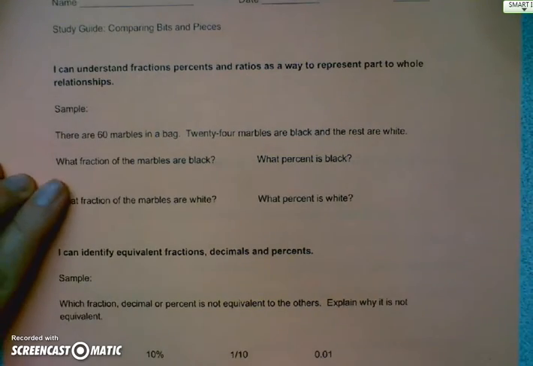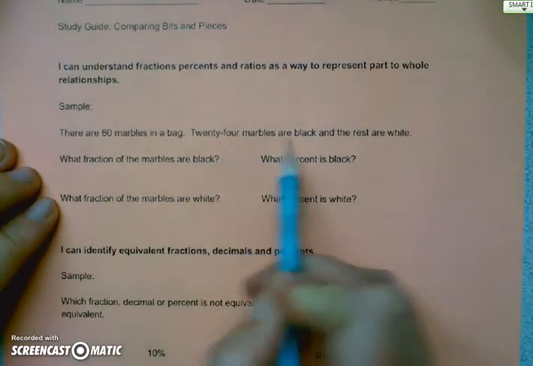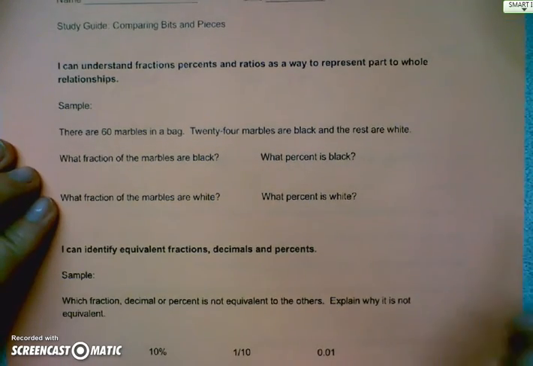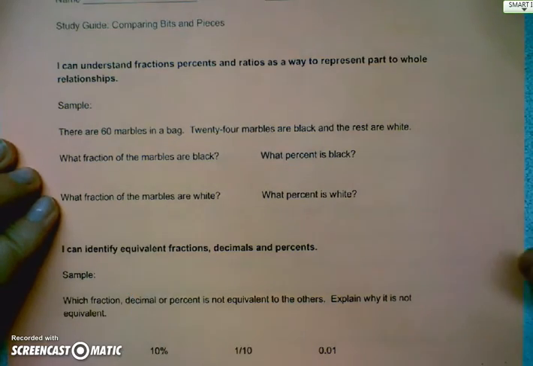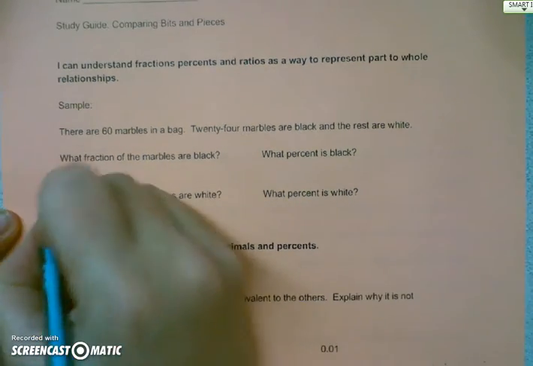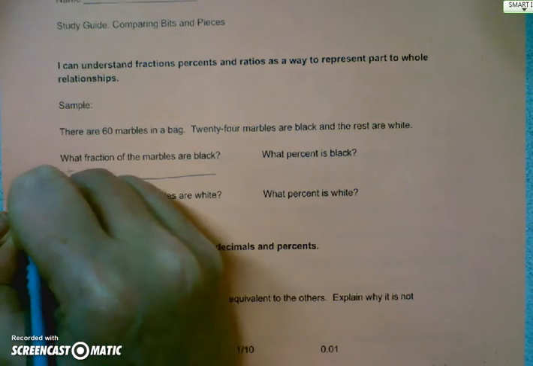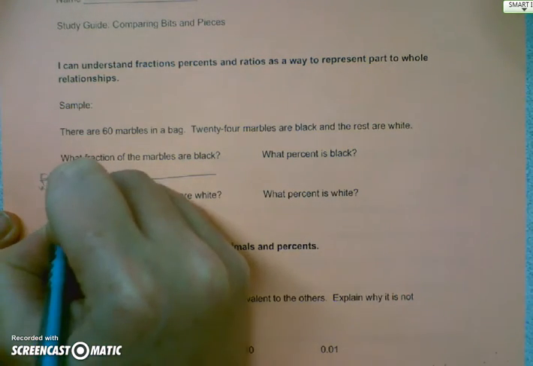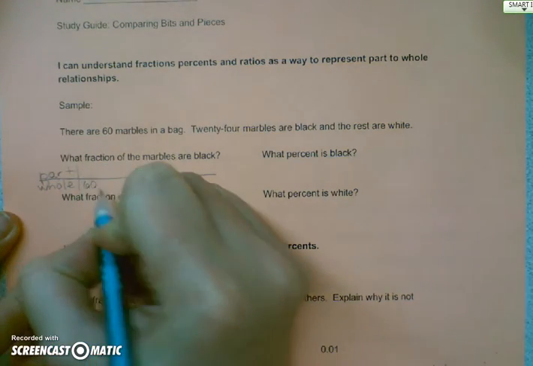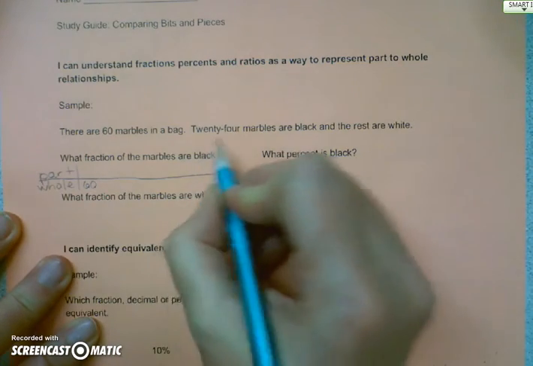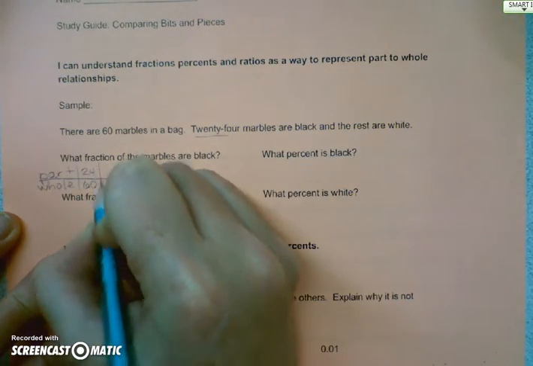The sample problem that goes with that is this. There are 30 marbles in a bag, 24 marbles are black, the rest are white. So we are comparing the part of the bag that is black to the marbles in the whole bag. So we are making a part-to-whole comparison. We are writing that as a fraction. We know that there are 60 marbles in the whole bag. And we know the part that we are talking about is the black marbles, and that is 24 marbles.